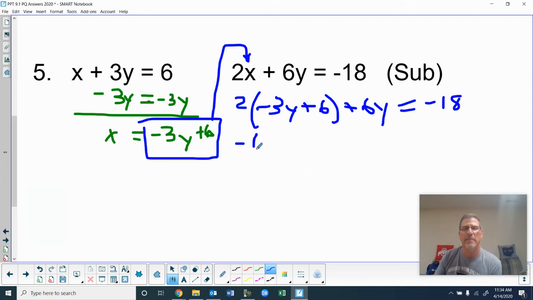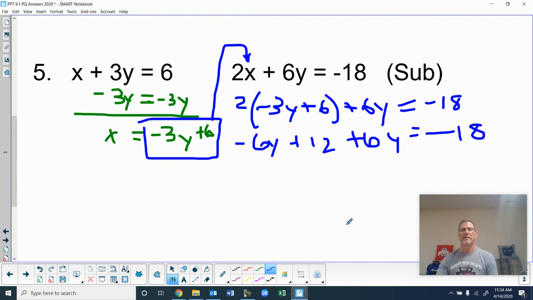So you get negative 6y plus 12 plus 6y equals negative 18. Whoa. All right, well, when I combine like terms here, negative 6y plus 6y, they cancel each other out. No more y's. So I get the 12 equals negative 18. And this will happen sometimes. And we got a false statement here. Since we got a false statement, that means there's no solution to this one.